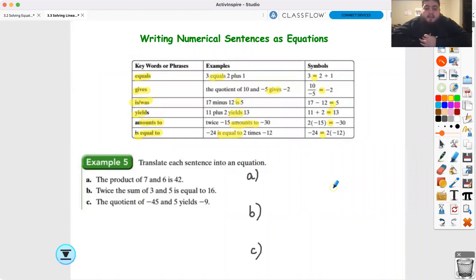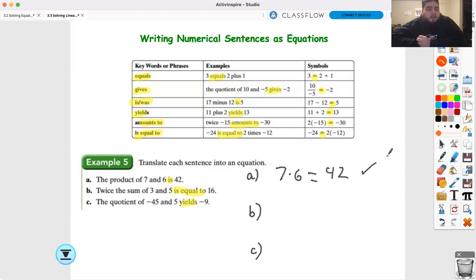For example 5A, the product of 7 and 6 is 42. So "is" is a keyword here, "is equal to" is a keyword here, and "yields" is a keyword here. So for the first one, A, the product of 7 and 6, so product is 7 times 6, equal sign, 42. That's true, right? 7 times 6 is 42.